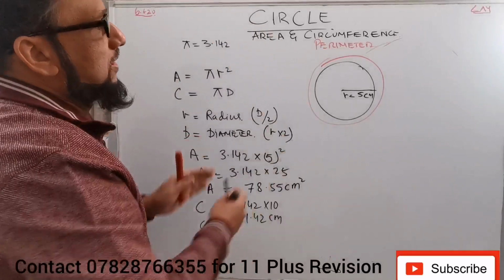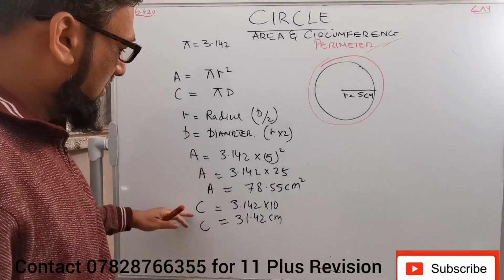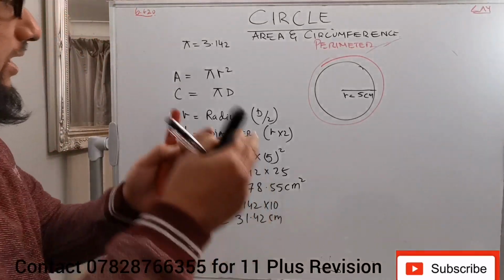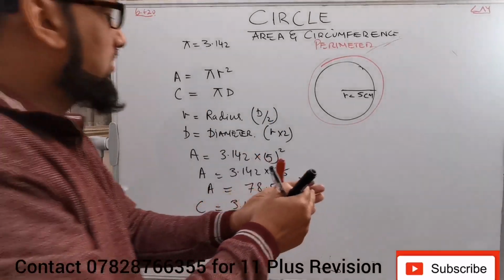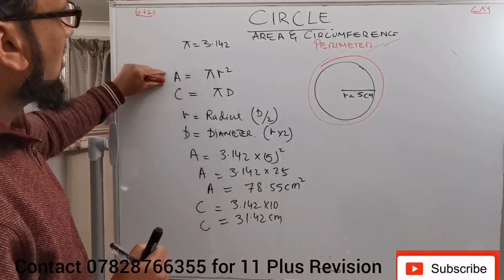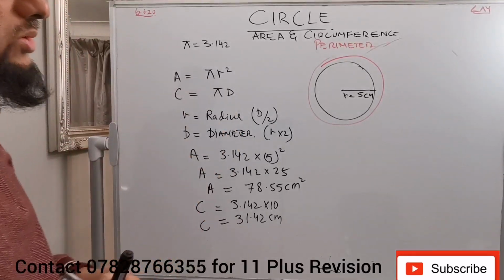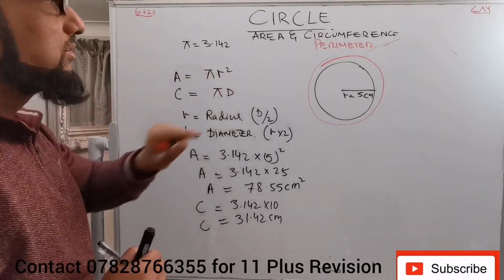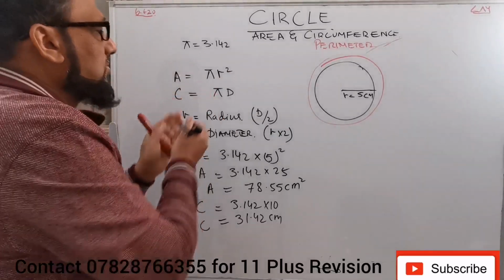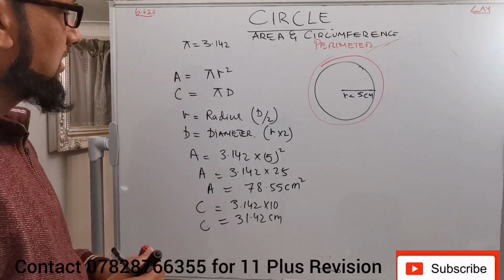So this is the area for circle, and this is the circumference of circle. And in the same way, if the examiner gives you the area of circle, they may ask you to find the radius of the circle. So you simply plug in the values and work it out on the basis of the equation.